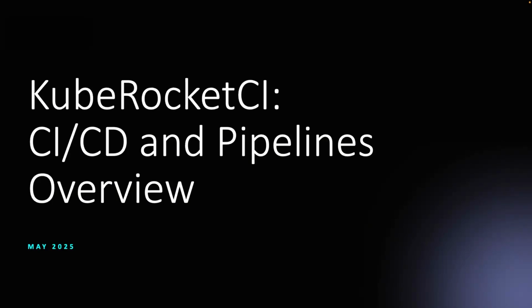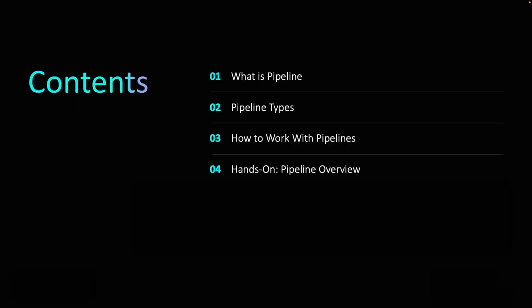In the previous video, we discovered codebases and their features. Now it is time to discuss pipelines in KubeRocketCI. We will get to know pipelines, their types, how to trigger each of them, and how to look into them directly in the KubeRocketCI portal.